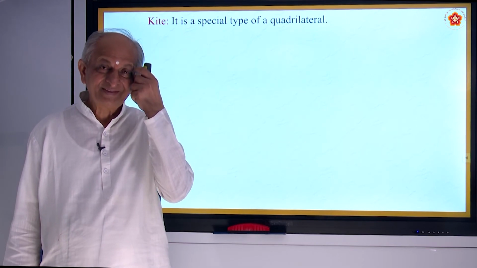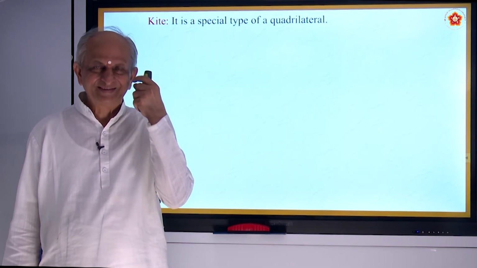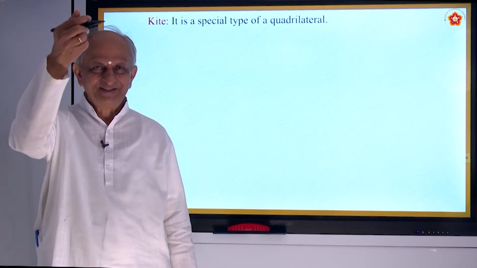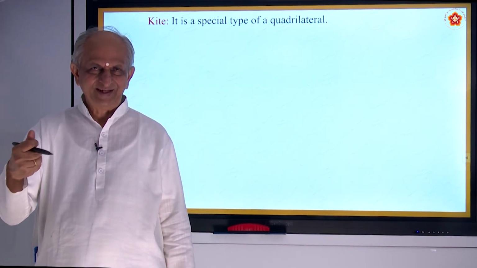Shirdi Baba says, you are all like kites, and all the threads of your kites are with me.